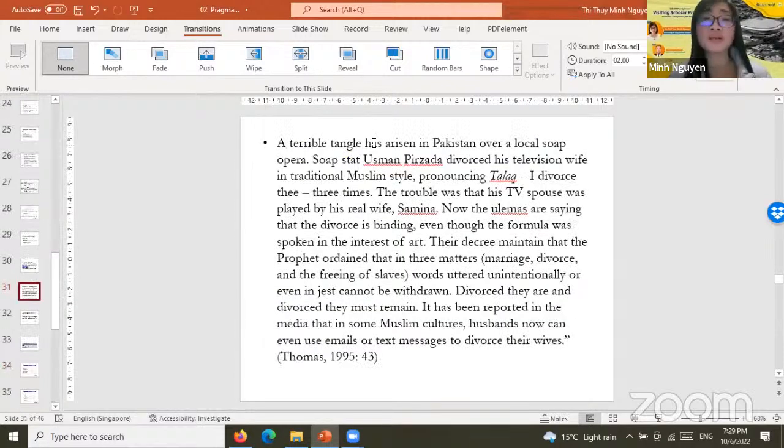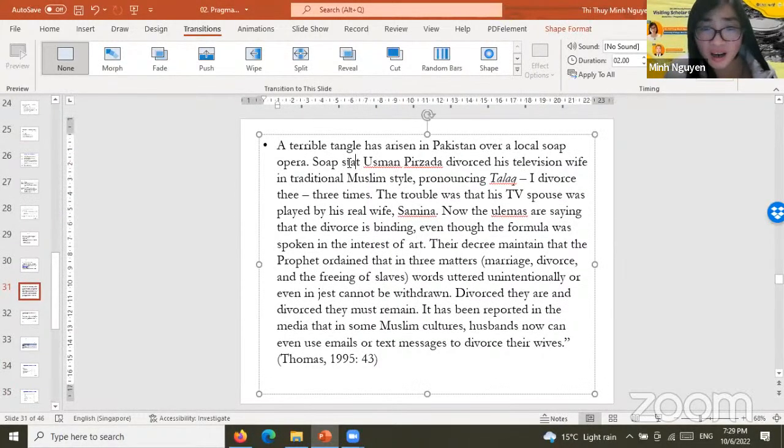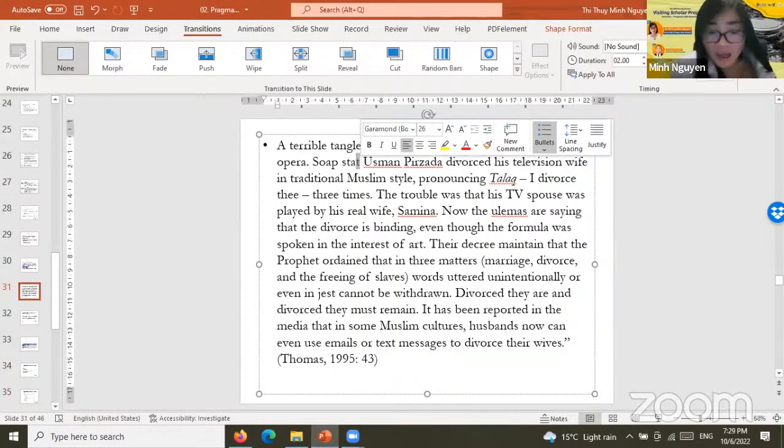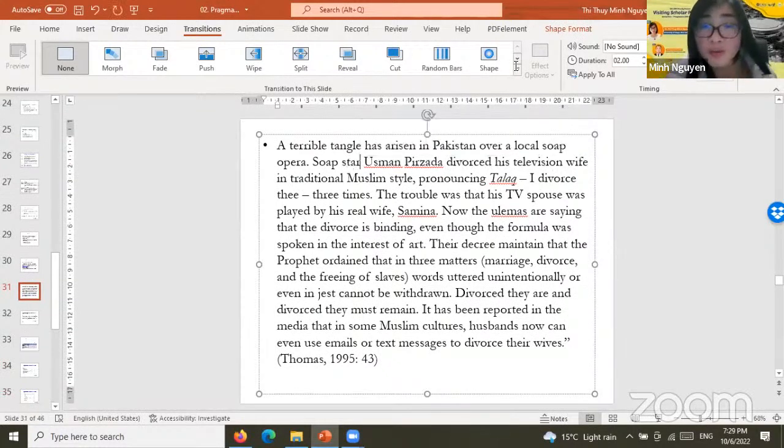A terrible tangle has arisen in Pakistan over a local soap opera. So this happened in a movie. Usman Pizada, I don't know this person, divorced his television wife, in traditional Muslim style. But this happened in a movie, not real life, pronouncing talak, right? Did I say it right? Talak. I divorced thee three times.